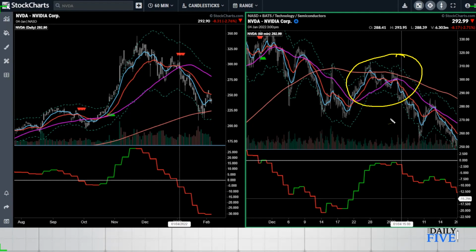Now, as far as Nvidia and what it was doing, we could see it was getting rejected by these overhead moving averages. And here, the Moxie indicator was below zero the entire time. So even though price was appearing to be positive and was over the hourly 50 SMA, the Moxie indicator was telling us the entire time that energy and momentum was still negative. This is what I call an inverse trampoline move.